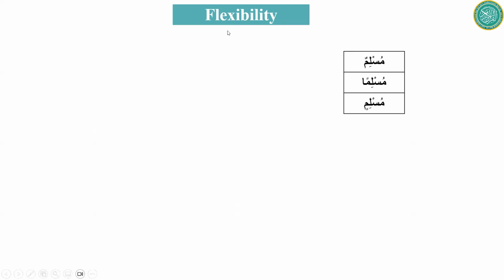Okay, good. Let's move on. Now I have three words in front of you. Muslimun, Musliman, Muslimin. This is the first column of the Muslim chart. Okay, this is the first column of the Muslim chart.